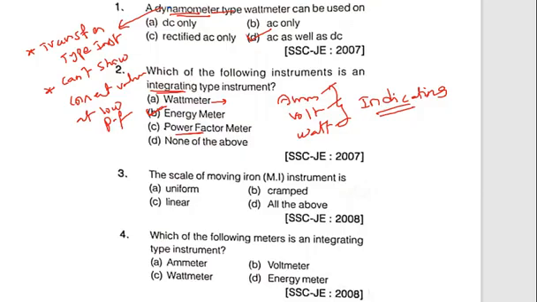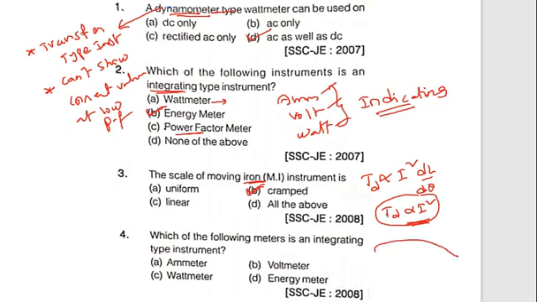And next one, the scale of moving iron instrument is cramped. Cramped is the correct answer. Why is it cramped? Deflection torque is proportional to I square into dL by d theta, that is, deflection torque is proportional to I square. So at the low position of the meter, what happens, at the start itself it shows the maximum reading, which is not possible to show in a meter. So that is why cramped we use.